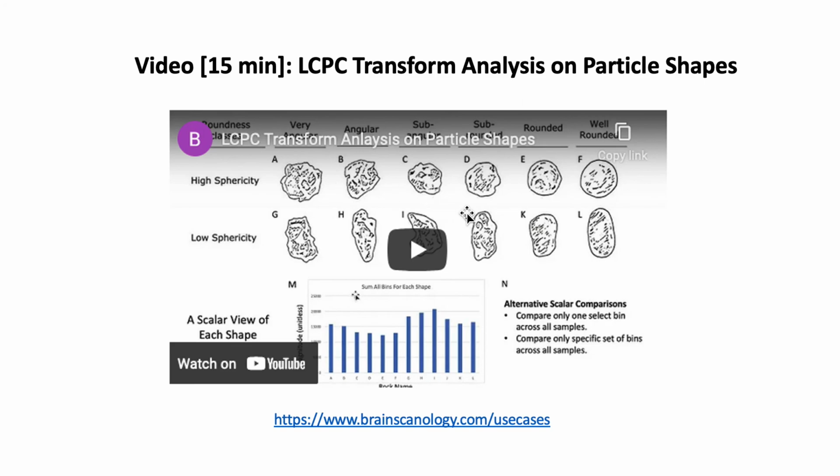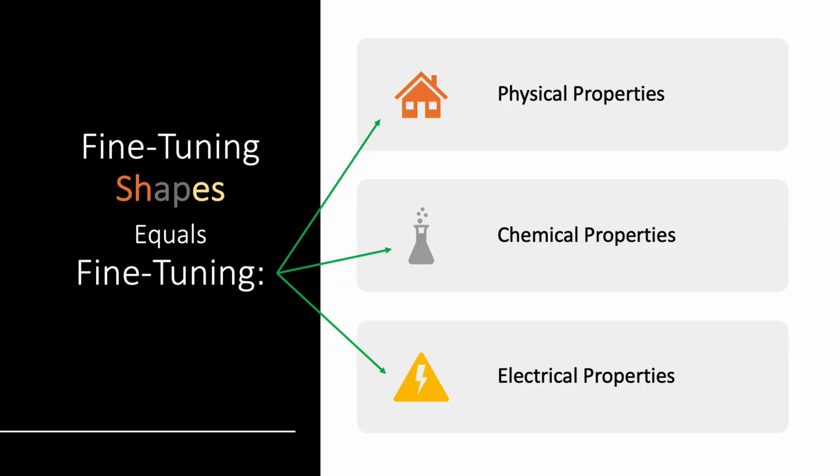And if you're interested, I suggest you watch this video on particle analysis shapes on our use cases page, and it will tell you the depth of information that can be extracted from shapes that are very subtly different, and shapes for which area won't tell you much information about the differences. Lastly, I want to reiterate my initial starting point. That is, when you fine-tune shapes, that equates to fine-tuning the physical, chemical, and electrical properties of your material.